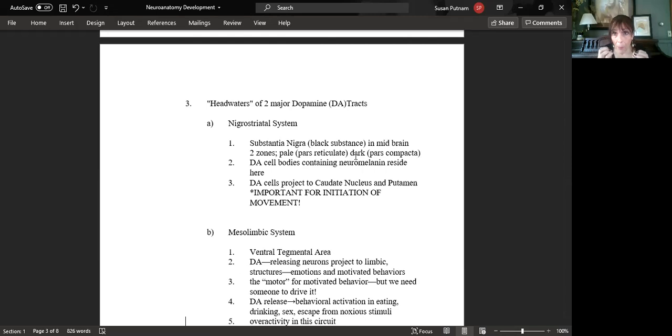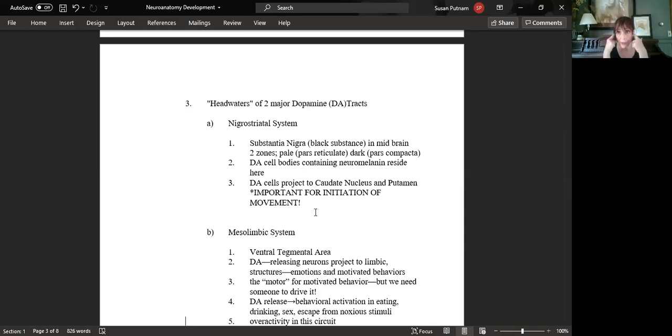So there are cell bodies in the midbrain. There are two zones. One is a pale zone, one is a dark zone, and it actually looks black. It's called the substantia nigra, which means black substance. And that is because dopamine cell bodies containing neuromelanin reside here. And it's that neuromelanin that gives it its different color from neighboring cells. I'm trying to introduce you to things a little bit at a time. So you might think, oh my God, I don't want to have to learn all this. Trust me, it will be okay.